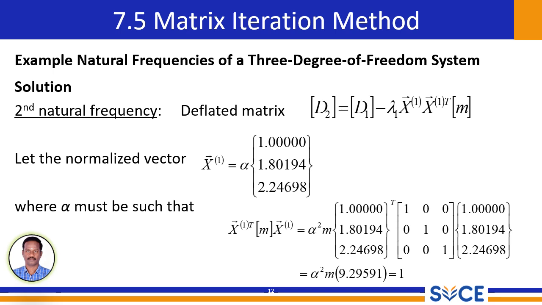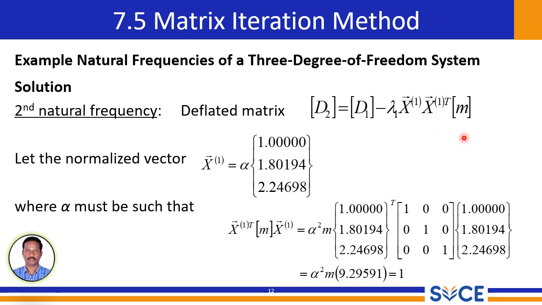This slide shows the initial step for this process. First, we see the formula for the deflated matrix, denoted as D2. It is calculated by subtracting a specific term from the original dynamic matrix. This term involves the first eigenvalue, the first mode shape and its transpose, and the mass matrix. This subtraction effectively removes the influence of the first mode from our system.